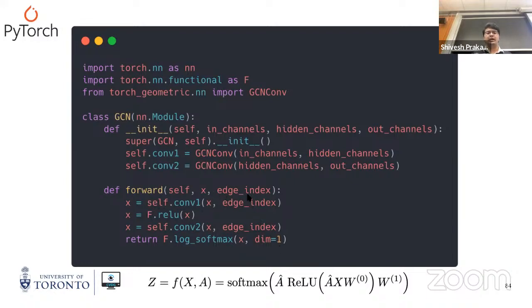And you send X and edge index as the parameters of conv1, which is the first convolution layer, followed by ReLU activation, which is here. And then again, you would apply a second convolution layer as outlined here in the mathematical equation. Finally, you apply log softmax, with log for numerical stability. So this was how you would implement a graph convolution network in PyTorch geometric. Any questions?